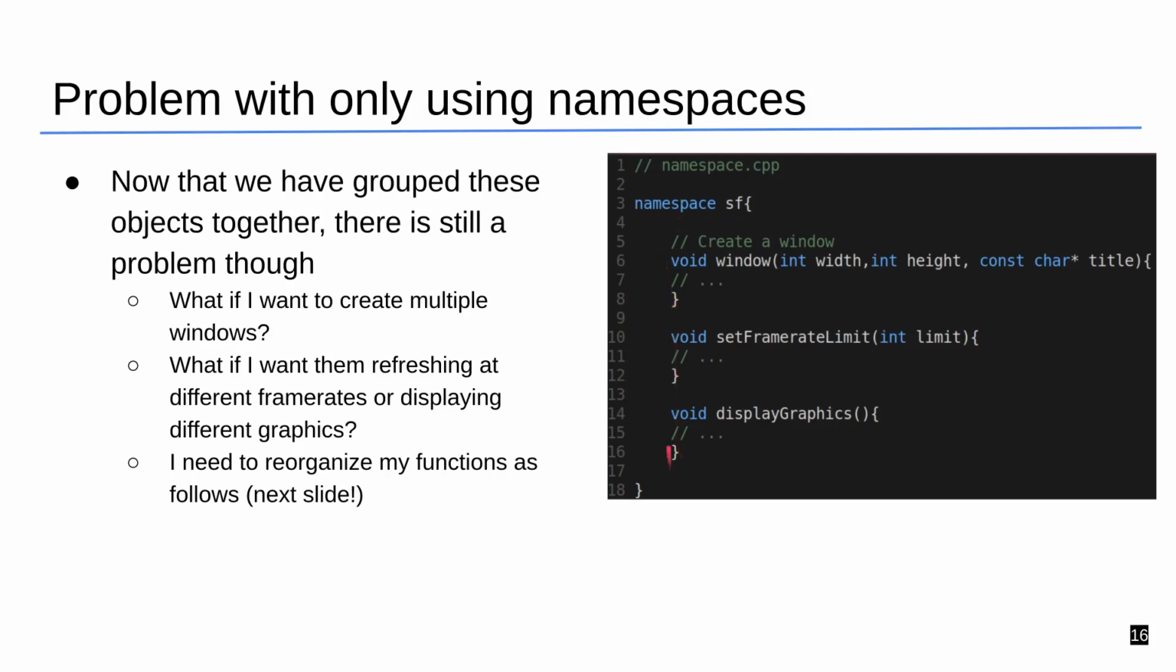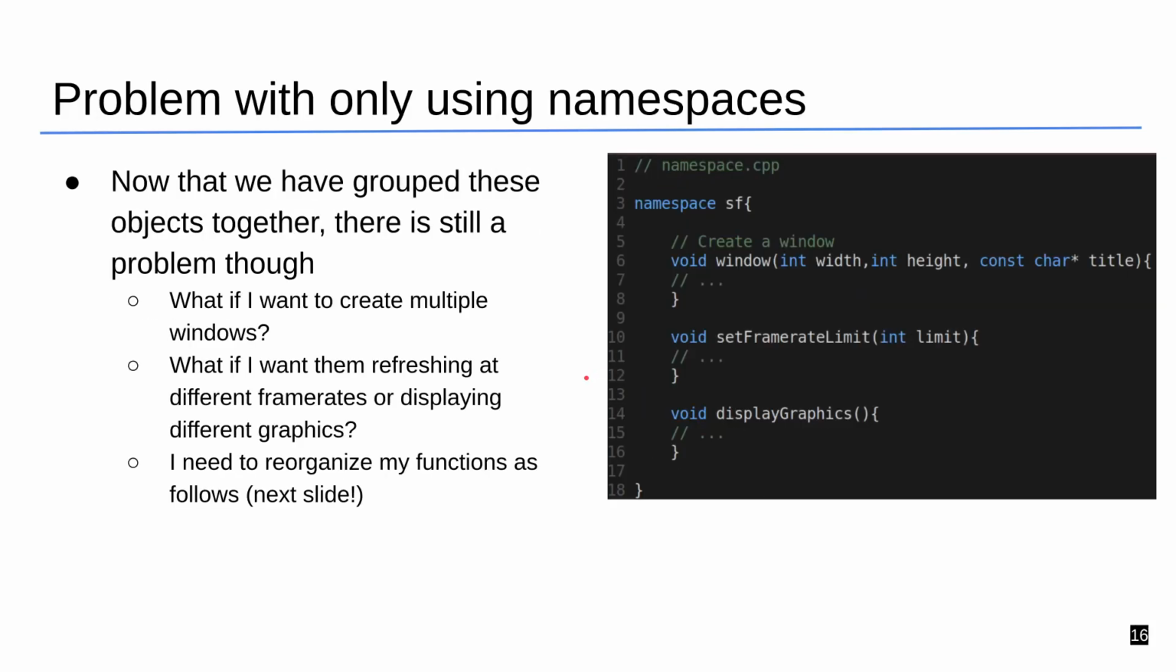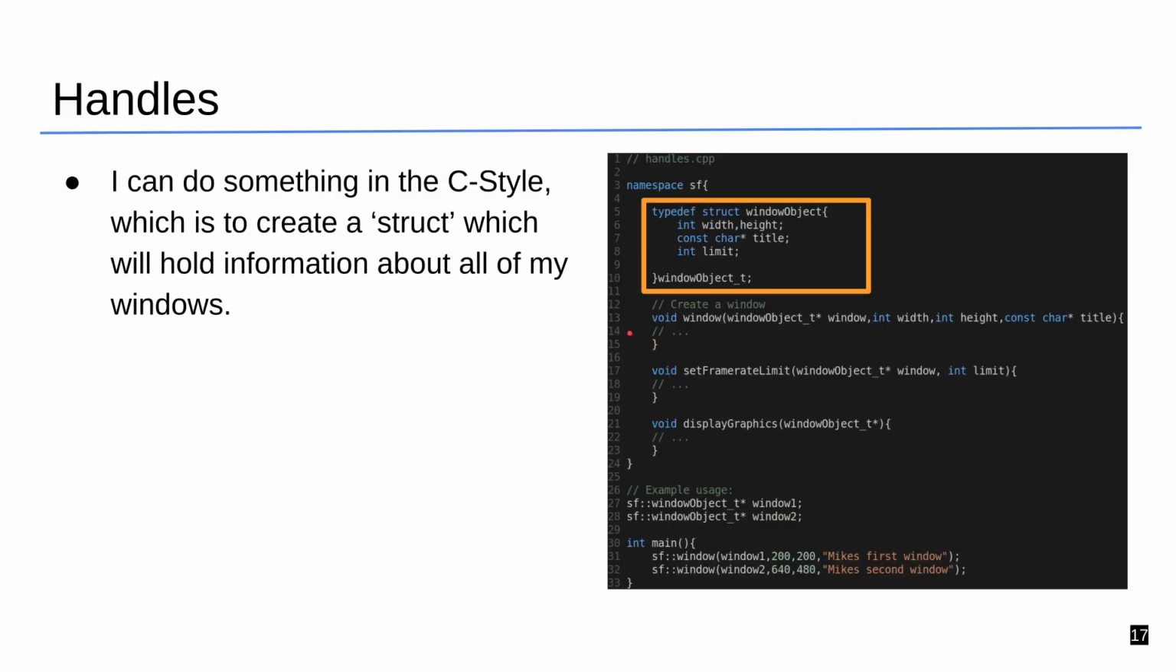They're still logically grouped based off the functionality of what these functions do, but we want to group them together, or at least be more flexible about what these functions offer. So one thing that we can do, if we already know the C language from systems or another similar language where you learn something C style, is create a struct which will hold all the information about a window. So here's a struct here.